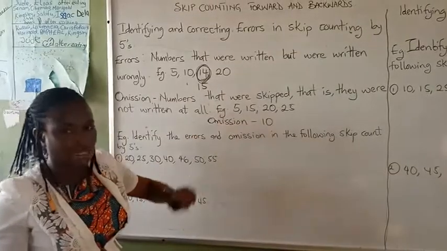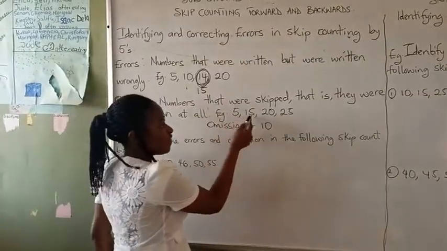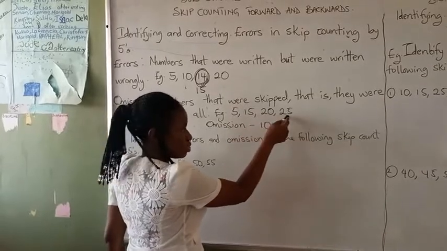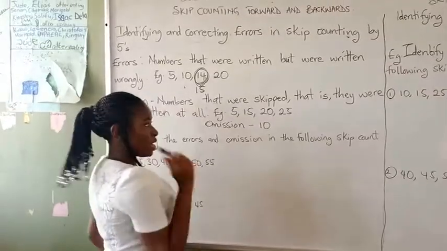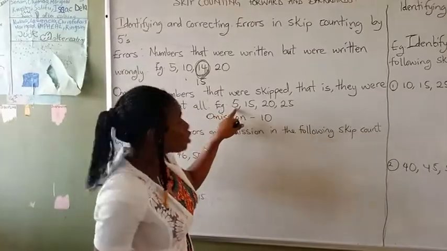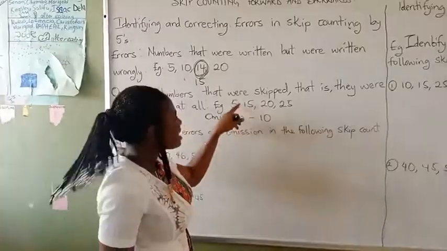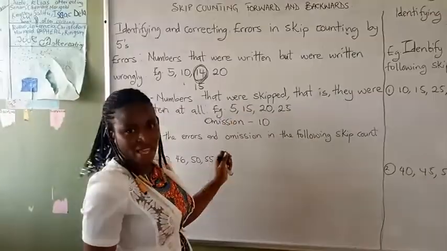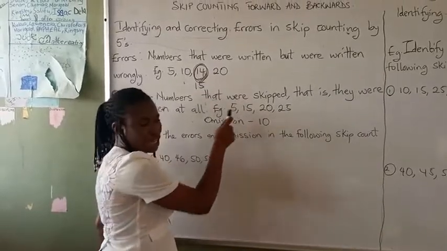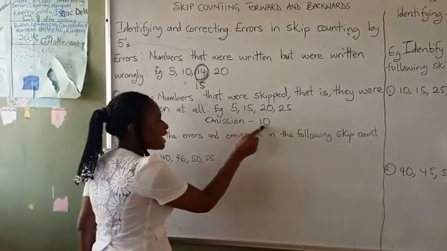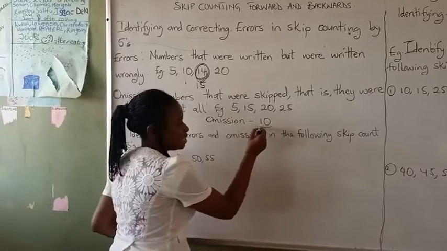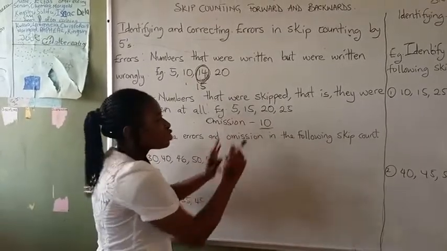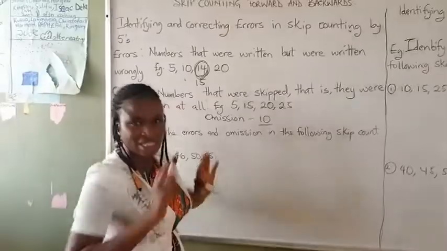Now let's look at the example. We have 5, 15, 20, 25. Now we skip count forward in 5. From 5, we go towards 10. But 10 was not written here. It was jumped and went to 15. So 10 has been omitted. So 10 has not been written. So 10 is the omission.